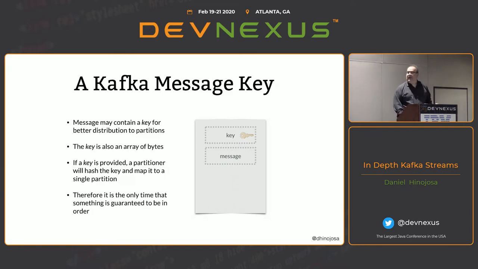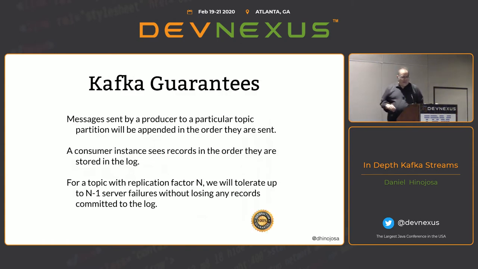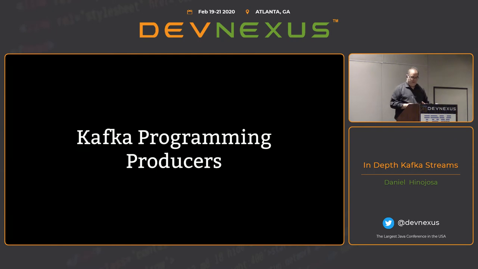So it's the only time something's guaranteed to be in order. In other words, all the touchdowns will be in order if I look for things via the key, which is Atlanta Falcons, okay? And that's how I'll get things in order. There are a lot of guarantees with it. Messages sent by a producer to a topic will be appended in the order they are sent. That's part of the immutability. A consumer, the thing that's going to be ingesting it, sees the records in the order that they're stored in the log. And with the replication, we could tolerate up to N-1 server failures.